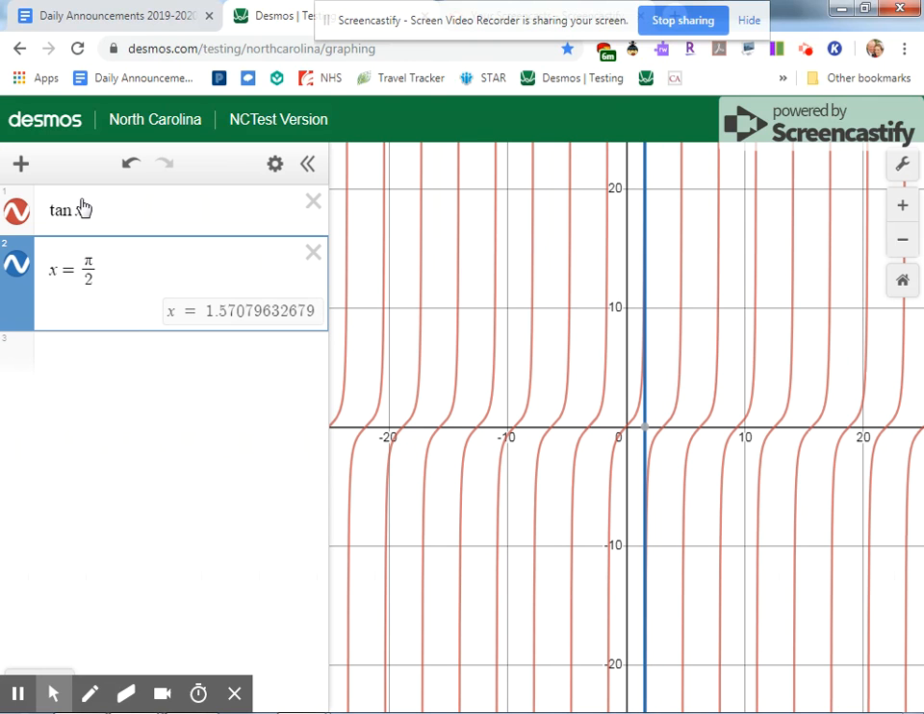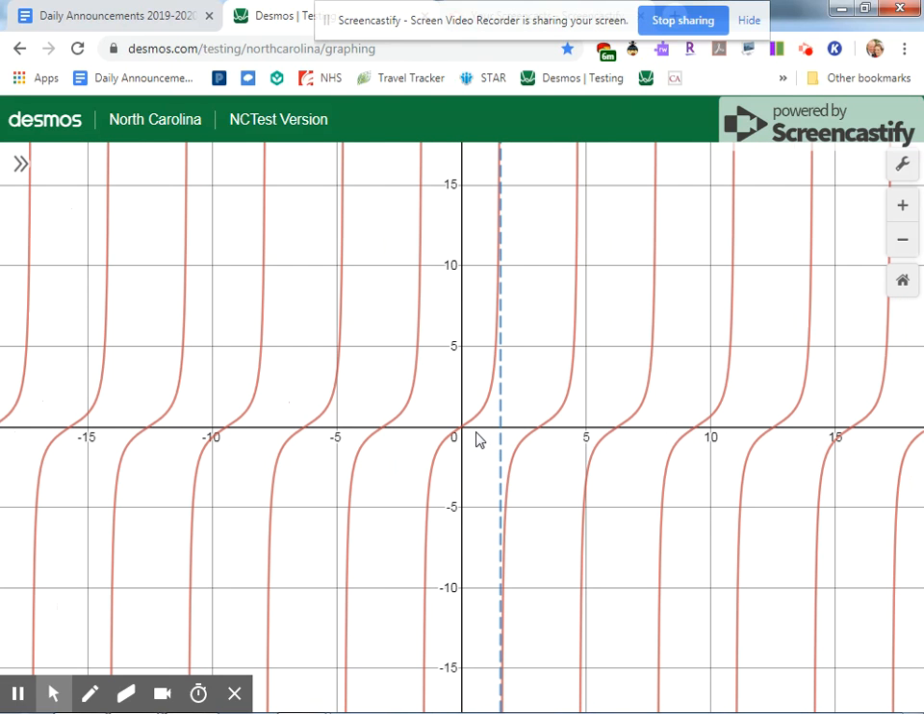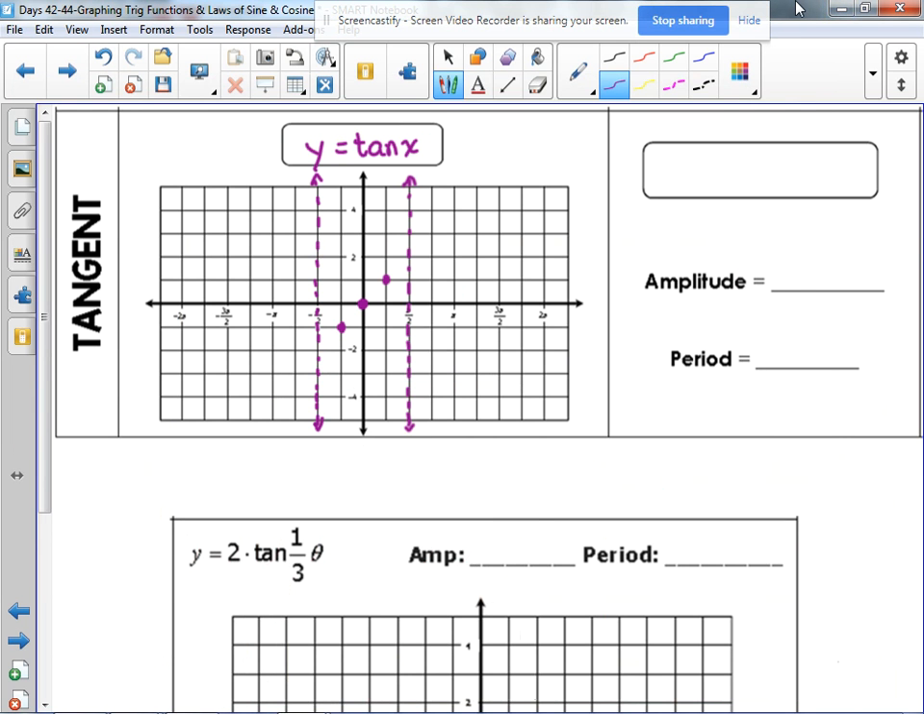X equals pi over 2, just to show myself. Let me make that a dotted line since it is an asymptote, just to show us how that vertical asymptote fits right in there at pi over 2. But you can see what the function's doing. Okay, it gets really, really close to those vertical asymptotes on both sides, and it just keeps repeating that pattern.